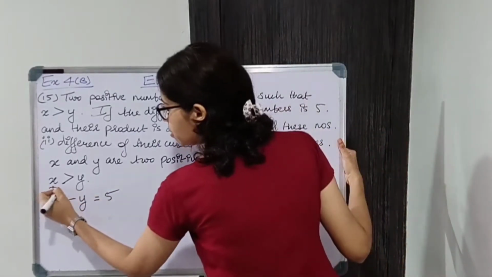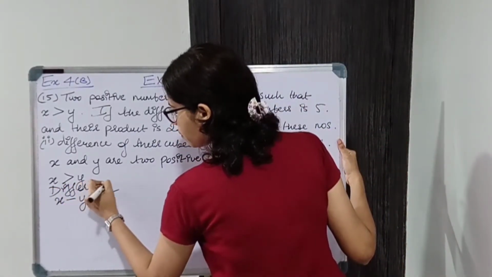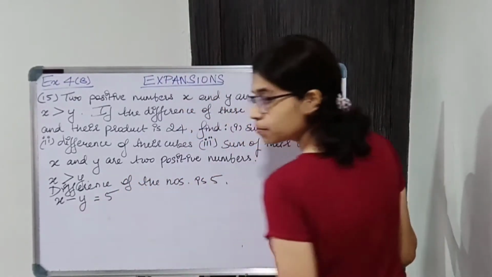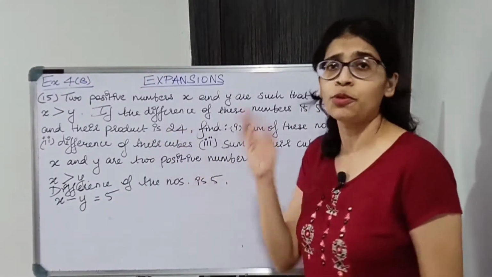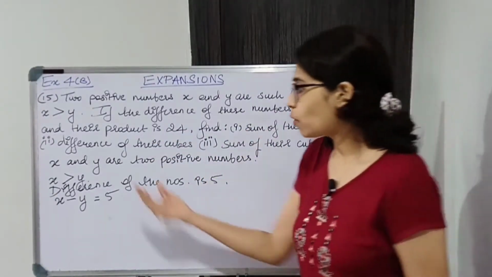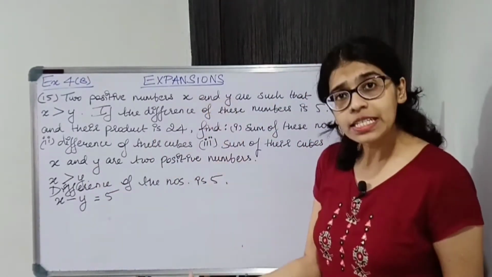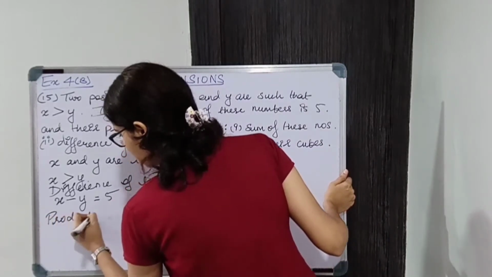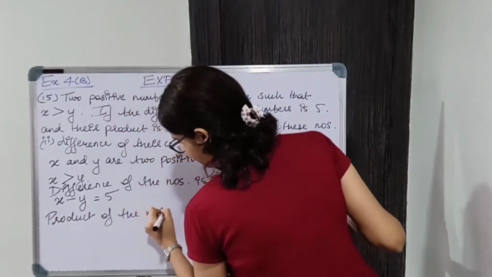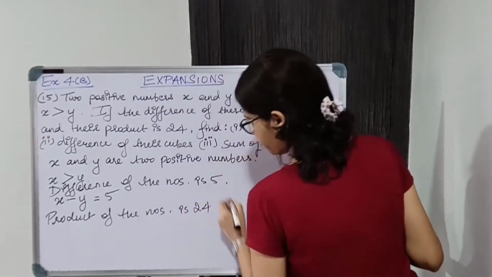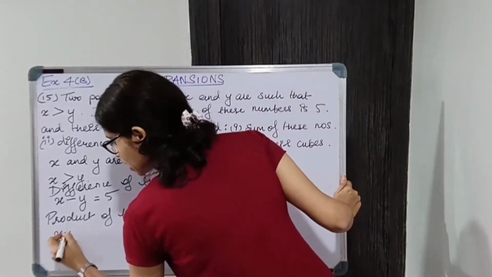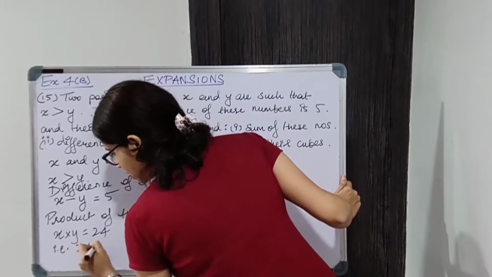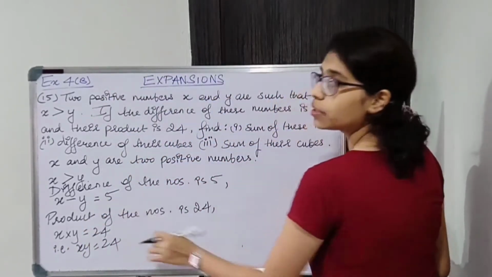So we'll just write down difference of the numbers is 5. Therefore this, their product is 24. Product matlab multiplication. Okay, so x into y is matlab is equal to 24. Product of the numbers is 24. So x into y is equal to 24. That is xy is equal to 24. We got two things over here.